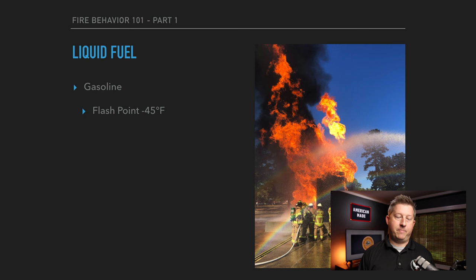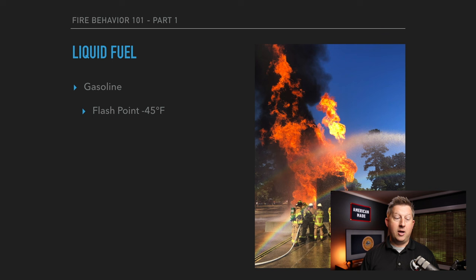So let's transition that example over to a product like gasoline. Gasoline's flash point is negative 45 degrees Fahrenheit. What that means is that at negative 45 degrees Fahrenheit, which is a very low number, the product is producing enough vapor to basically flash. You'll also hear the term flame point or fire point. The difference between flash point and flame point is very, very close. Flash point is literally the temperature at which the product can create a flash, but it can't sustain combustion.